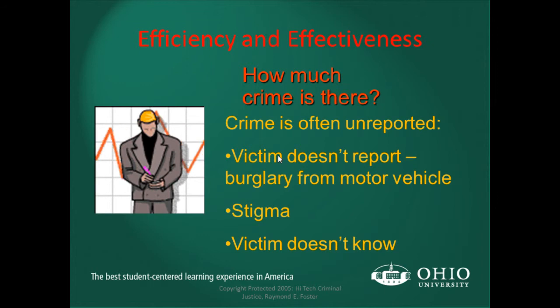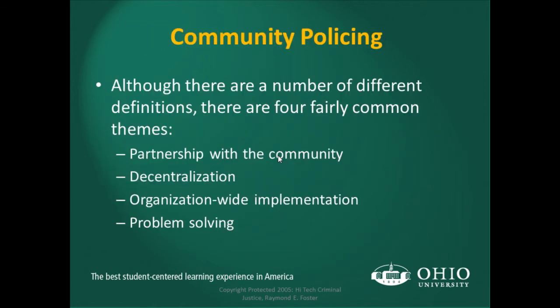Some of the reasons why it's intangible or harder to quantify is sometimes crime goes unreported. Victims don't report the crimes from motor vehicles. Maybe they're not aware that something was stolen from their vehicle. There's the stigma of being the victim, and sometimes they just don't know that things were stolen.